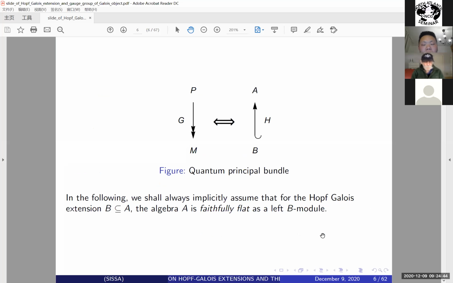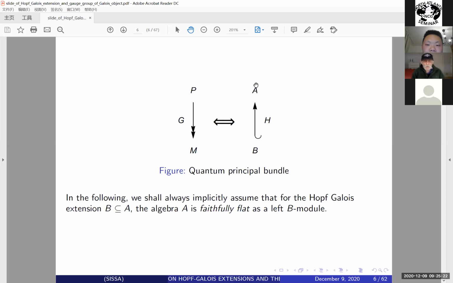We usually also call the Hopf-Galois extension a quantization of a principal bundle. On the left-hand side, we can see a principal bundle P over M with a structure group G, and M is invariant under this G action on P. On the right-hand side, we have the Hopf-Galois extension, where the total space has a co-action by H, where B is the subalgebra of co-invariants, which can play the role of functions on M, and A can be viewed as functions on P.